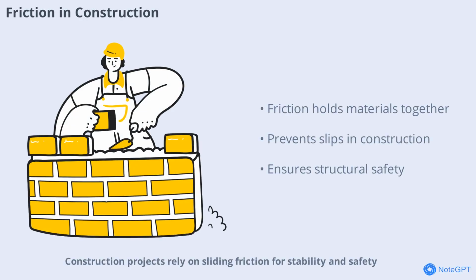Construction projects rely on sliding friction for stability and safety. For example, the friction between building materials helps hold structures together. Workers use friction to secure scaffolding and prevent slips on ladders. Engineers must calculate the right amount of friction to ensure buildings are safe and durable. Understanding sliding friction is essential for creating strong and reliable structures.